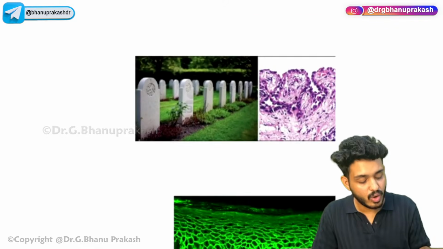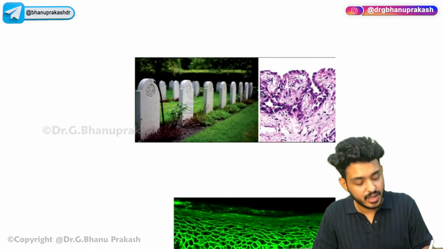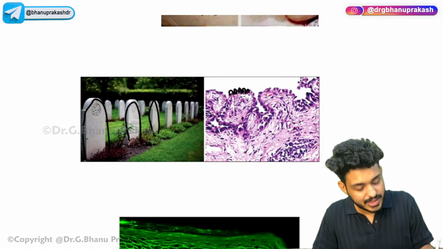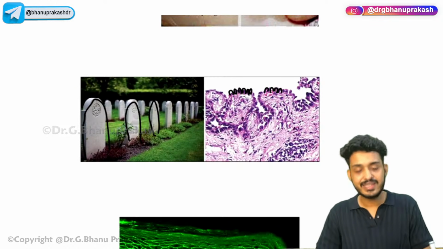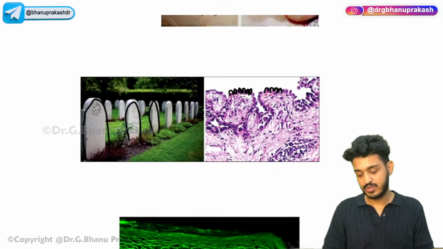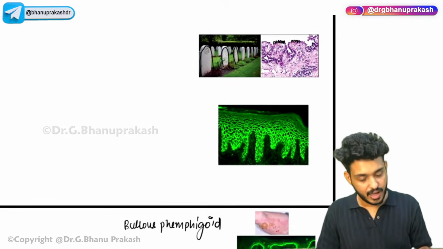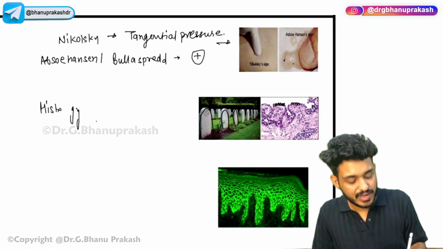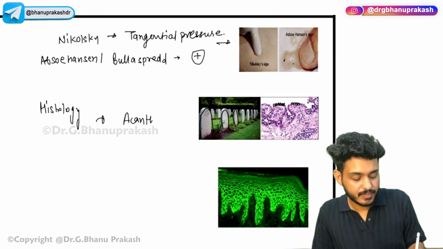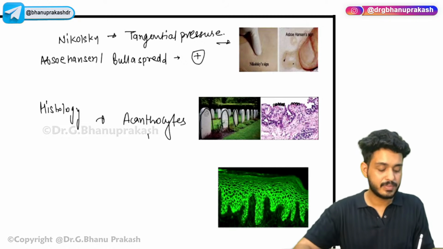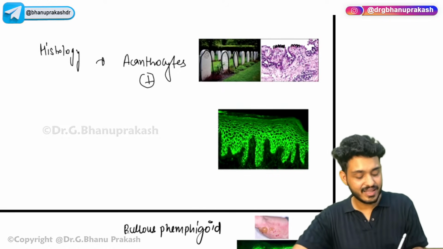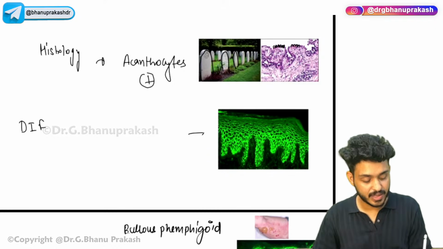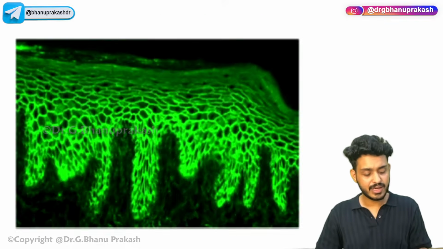Next, we have the row of tombstone appearance. Can you appreciate? These are the tombstones. Can you appreciate this type of structure over here? These look like a row of tombstones. This is known as row of tombstone appearance. Apart from that, when you see on histology, you will be finding acanthocytes. Acanthocytes will be present here, right? And this is the DIF, direct immunofluorescence. When you are doing it, you find this particular type of pattern. Try to see what we have learned till now.